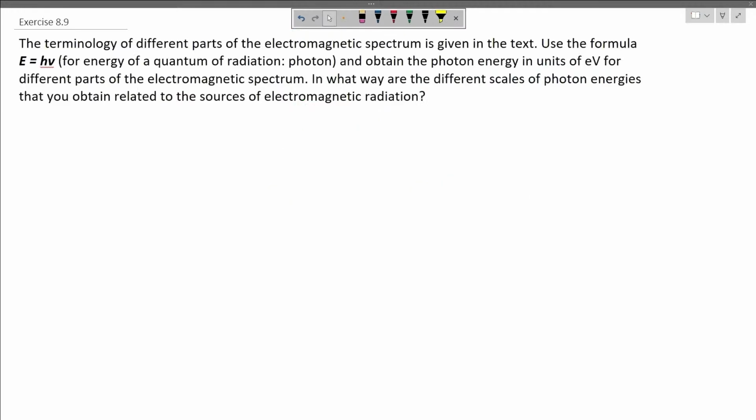The question says that the terminology of different parts of the electromagnetic spectrum is given in the text. Use the formula E equals h nu for the energy of quantum radiations, photons, and obtain the photon energy in units of electron volt for different parts of the electromagnetic spectrum. In what way are the different scales of photon energies that you obtain related to the sources of electromagnetic radiations?